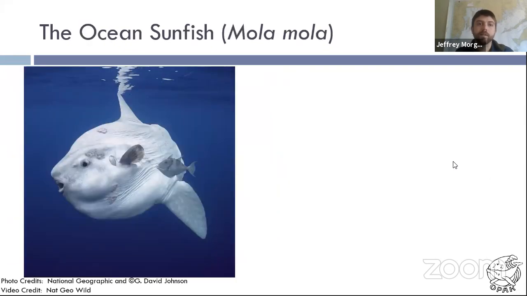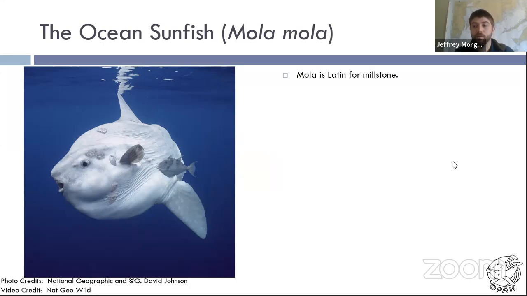My next fish here is one of my favorite fish, the ocean sunfish, or Mola. We are going to concentrate on just Mola. There are a few other species of ocean sunfish, but the Mola is the most prominent, and it's the one that we know the most about. And they are found pretty much all around the globe in temperate waters.